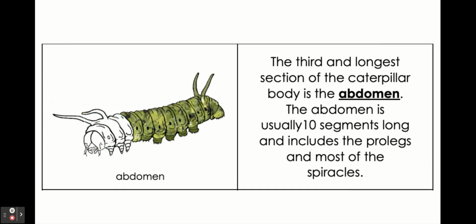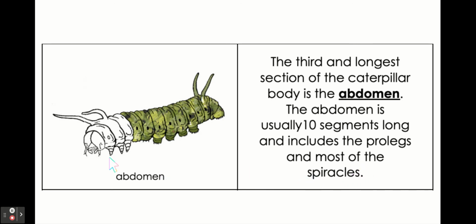The third and the longest section of the caterpillar body is the abdomen. Can you say that word? Abdomen. This is the abdomen in green right here. The abdomen is usually 10 segments long and includes the prolegs and most of the spiracles. So these keywords we'll be going over in the next couple slides. But I want you to understand that there are 3 main parts of the body for the caterpillar.